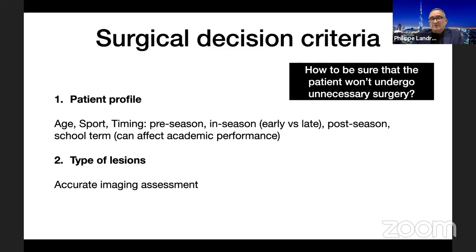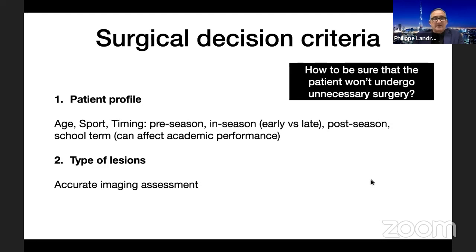For example, sometimes I decide to do the surgery or I decide to not do the surgery when I discuss with the patient, based on the first episode of dislocation happening during the season, if it is in the middle of the season or at the end of the season, and whether it is early versus late, post-season, school term. All these kinds of things are important to make the decision, because you know that during 3-4 months, you will not be able to play sport.